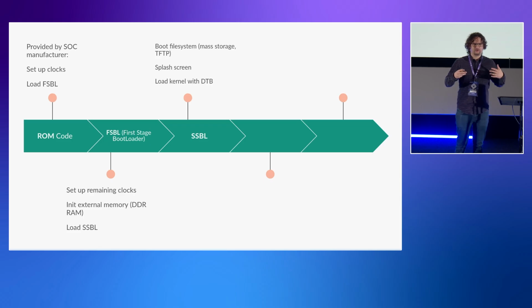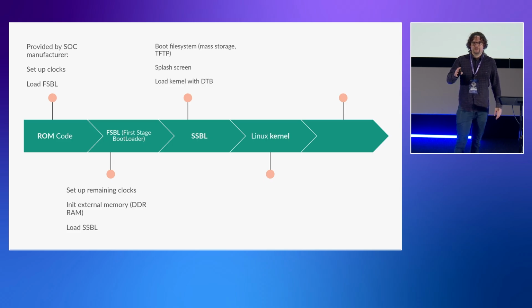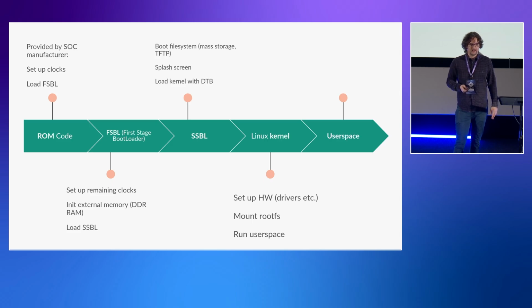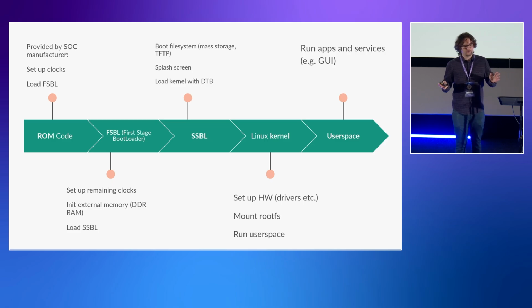And here we can load the boot file system or boot with TFTP, show something like a splash screen, and this could be U-Boot, for example. And of course, the job here is to load the kernel together with the device tree blob into memory and run it. Device tree is a structure that describes what hardware we have connected to our platform. And then we have the Linux kernel. This takes over the initialization, loads up the drivers, and runs all the things that we need to make user space work. And at the end, we have the user space, and in here we are running our apps, GUI, whatever. And our system is booted.